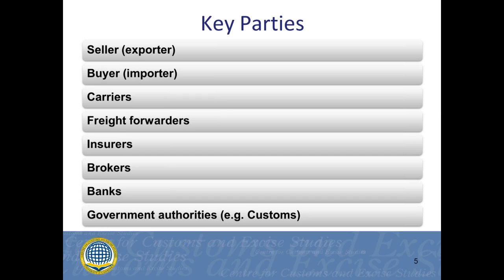And even in the simplest of international transactions, there are usually many other people that are involved between the principal parties, between buyer and seller. These include carriers, freight forwarders, insurance brokers, financial institutions, and government authorities such as customs or other border agencies.